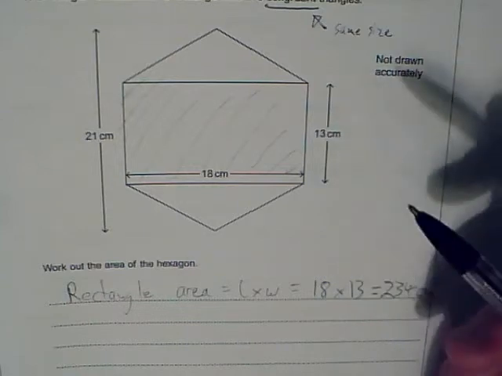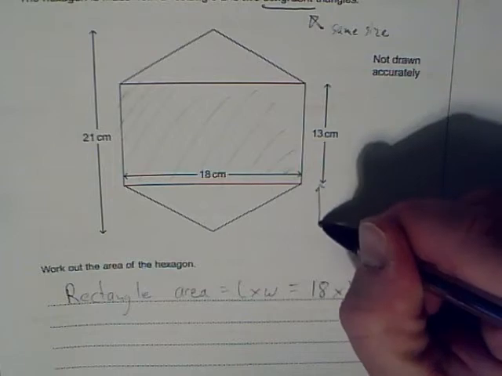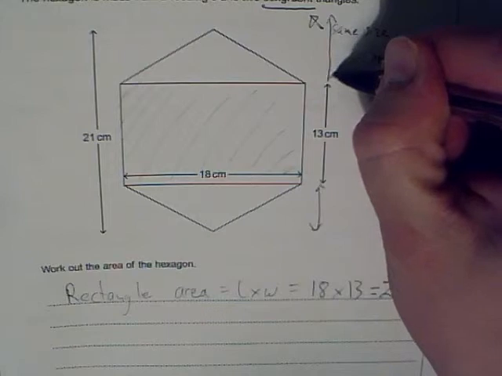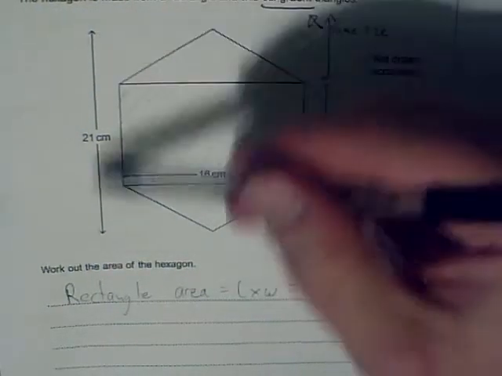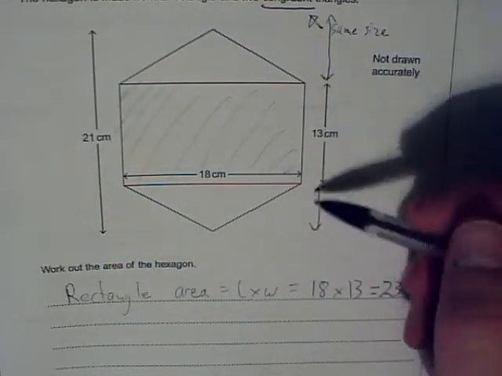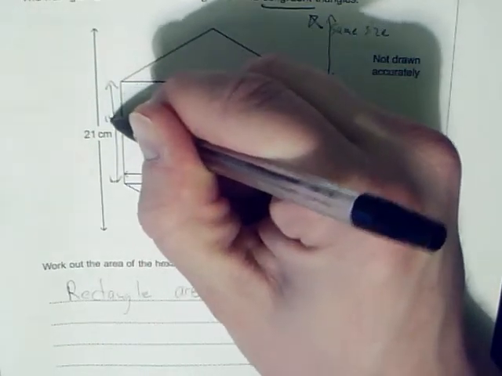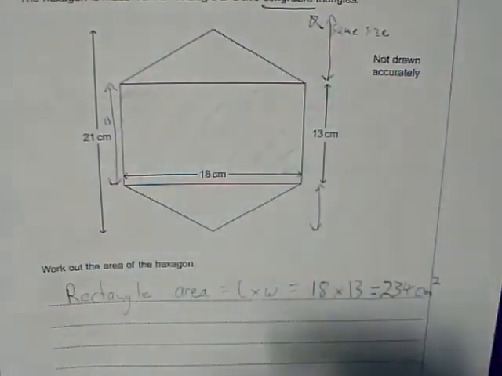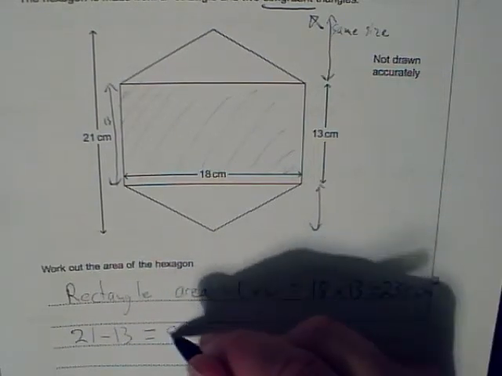Now here's the tricky bit. I need to work out some missing amounts. Okay, let's work out what is the missing amount here and the missing amount here. Okay, so the whole amount from the tip here to the tip there, that's 21 centimeters that way, of which we've got 13 centimeters. This is the same on this side because it's a rectangle, so that's 13 centimeters. So I've got a certain amount left over. This is a bit bigger, isn't it? 21 take away 13 gives me 8.